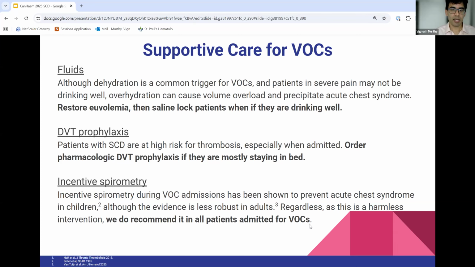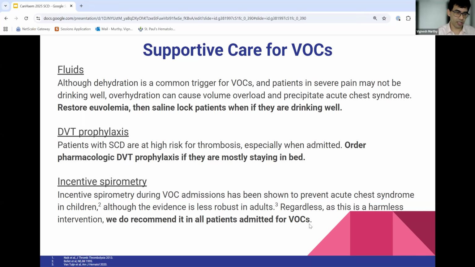And so the problem is, yes, dehydration is a common trigger for vaso-occlusive crisis, and yes, patients in severe pain might not be drinking well. The issue is that overhydration can cause volume overload, precipitate acute chest syndrome, and so the goal here is to restore euvolemia and then just saline lock them if they're drinking well. So if the exam is dehydrated or dry, go ahead and give them a fluid bolus, but then saline lock them as soon as they start drinking properly.